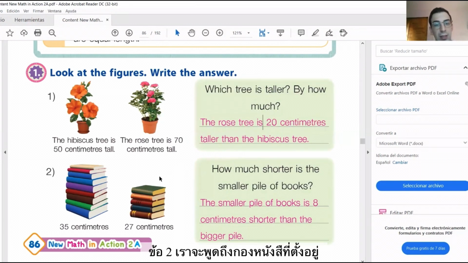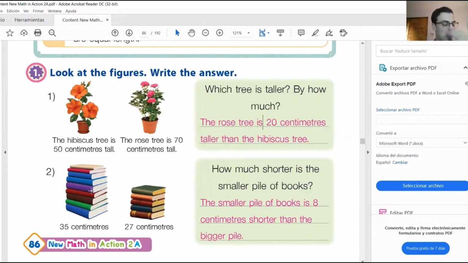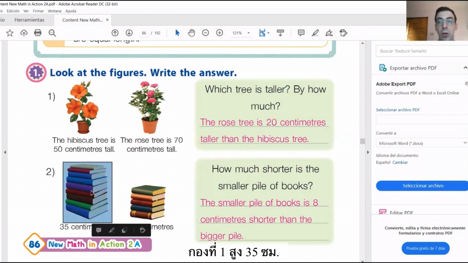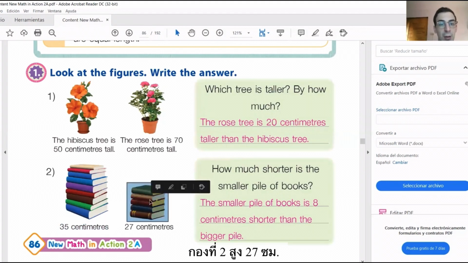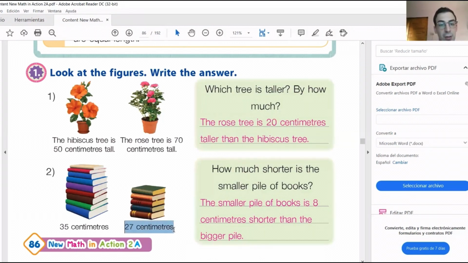Let's continue. This time we have a pile of books. We have actually two piles of books. This one, how tall is this pile of books? So here say 35 centimeters. 35 centimeters. But this pile of books is 27 centimeters. Okay? So, which one is taller than the other?